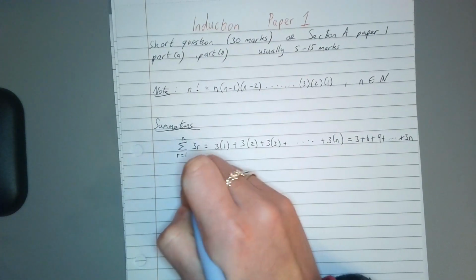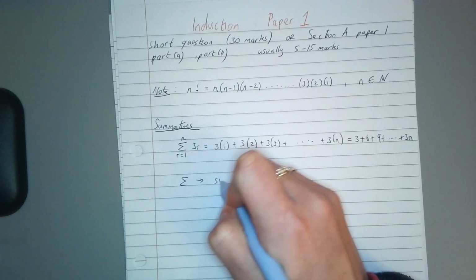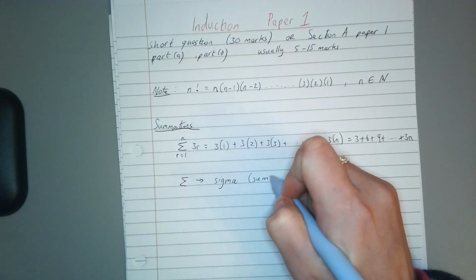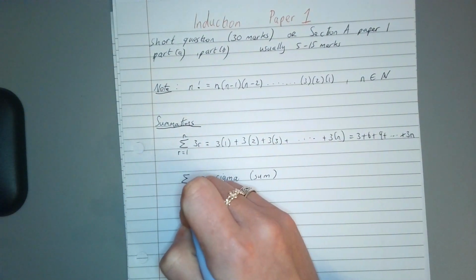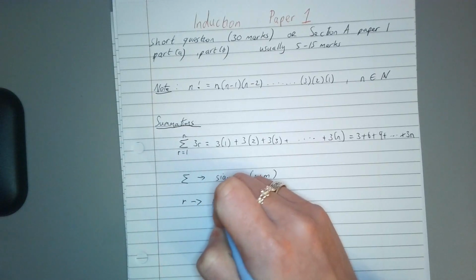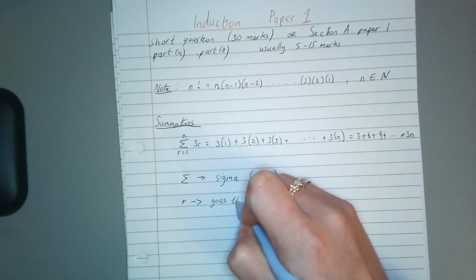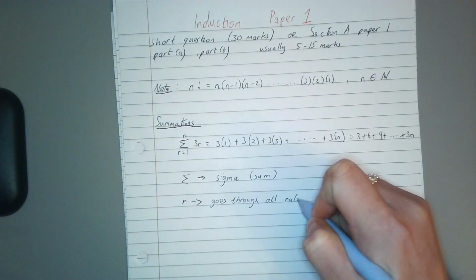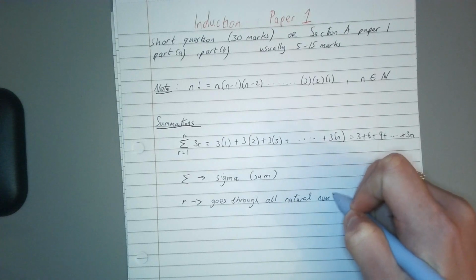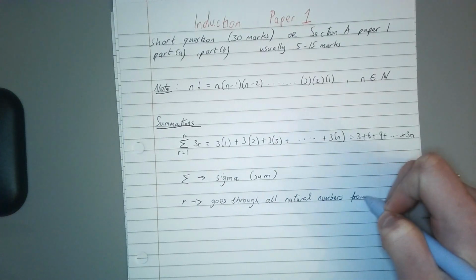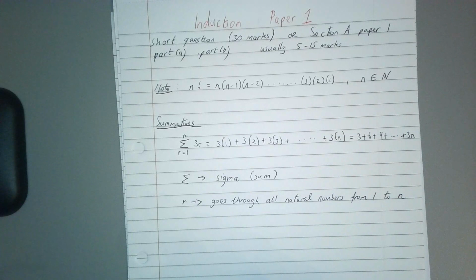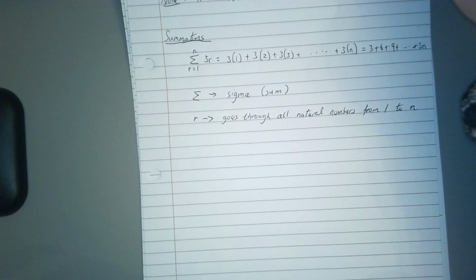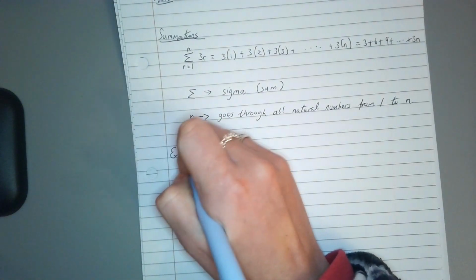Okay, so this is what our summation would be. So sigma, which is our new symbol, stands for the sum. So sigma is the sum. Then we've got r then, which is how many numbers you want to go through. So it goes through all natural numbers from 1 to n. Okay, and this won't make sense until we do an example of it. So we'll do an example.